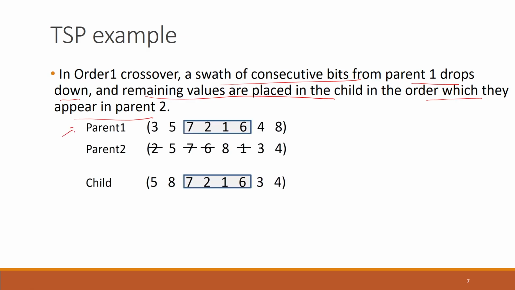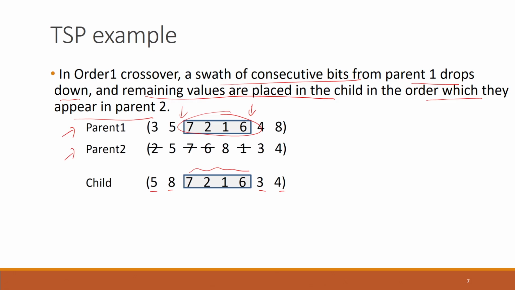Suppose this is one parent string that we have, and this is the second parent string. We want to do crossover. The first thing we can do is arbitrarily pick any two positions. Suppose we pick these two positions. This part of the string, 7 to 1 6, will come as it is in the first child string, the first offspring string, and now we still have 4 more places to fill here.